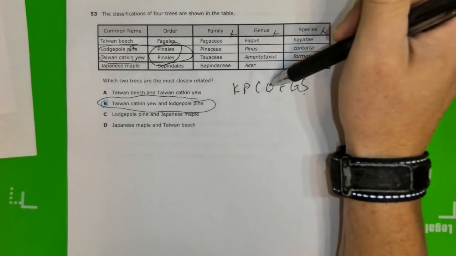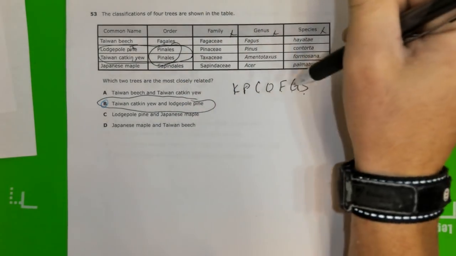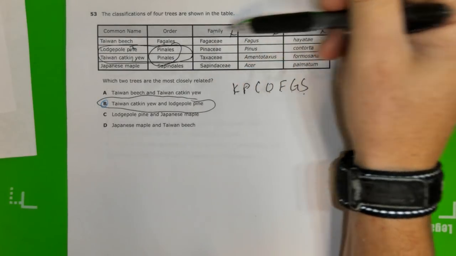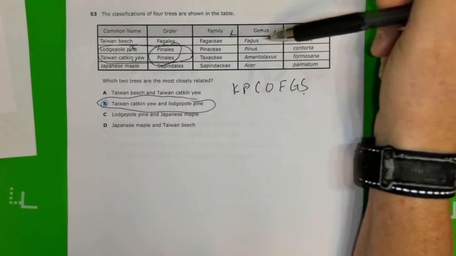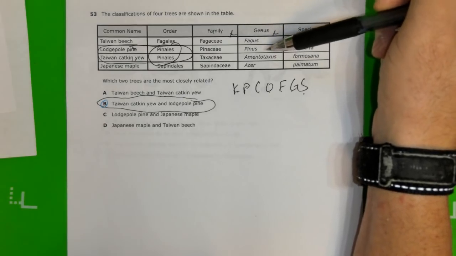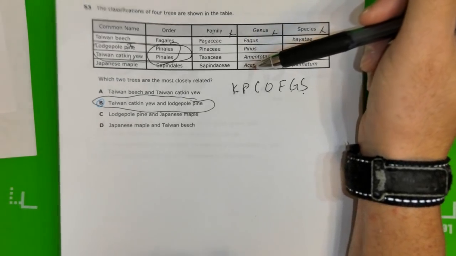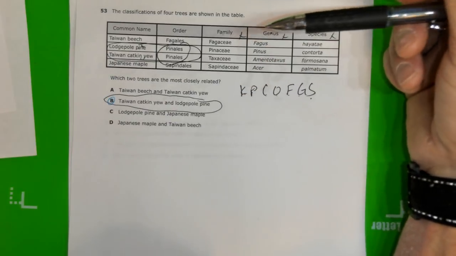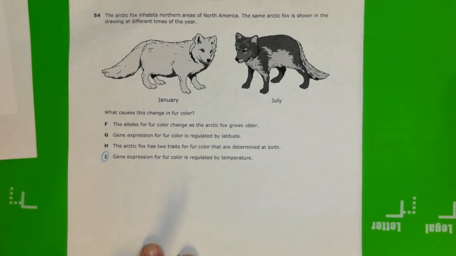So, wherever they have a commonality, if they all have the same order, family, and genus, whichever 2 had the same species would be closely related. Whichever 2 had the same genus would be closely related, so on and so forth. So the more level of specificity, the more closely they are related. And we're on our last one, ladies and gentlemen.